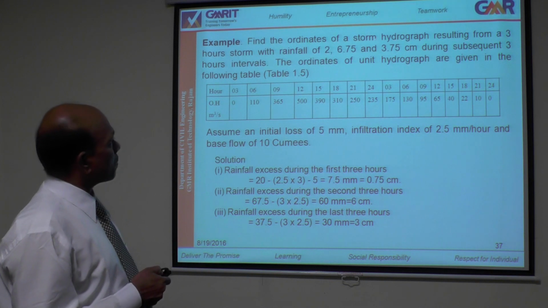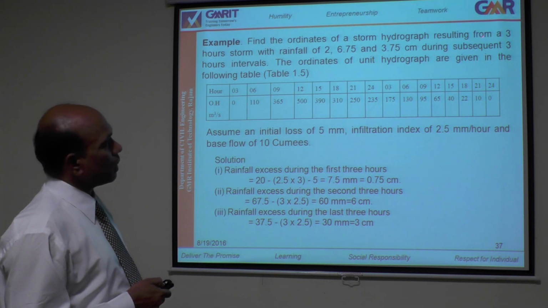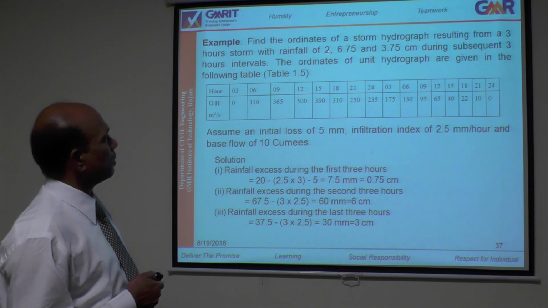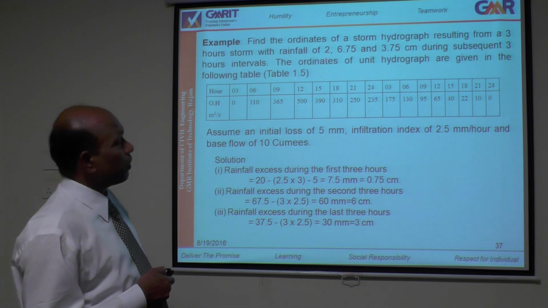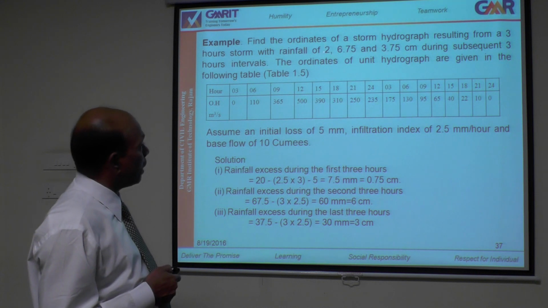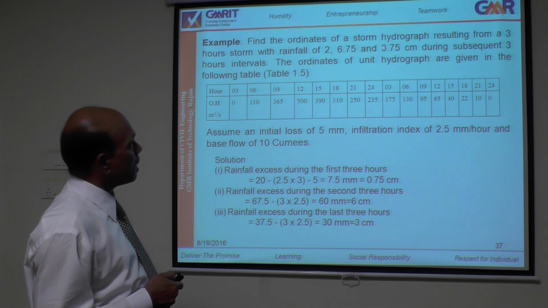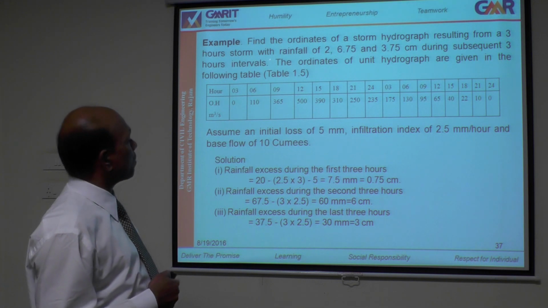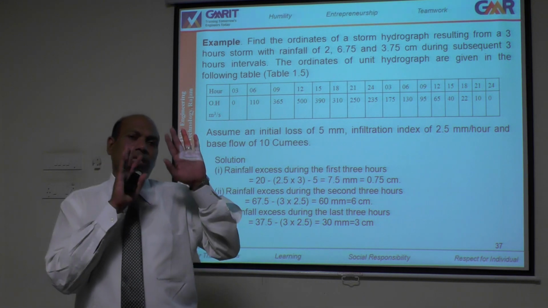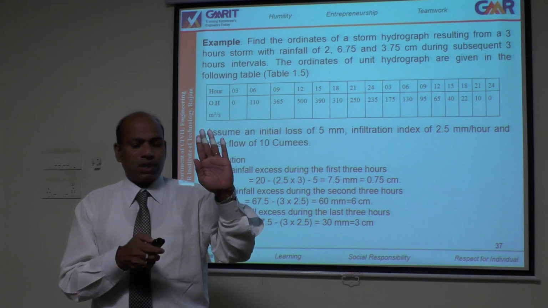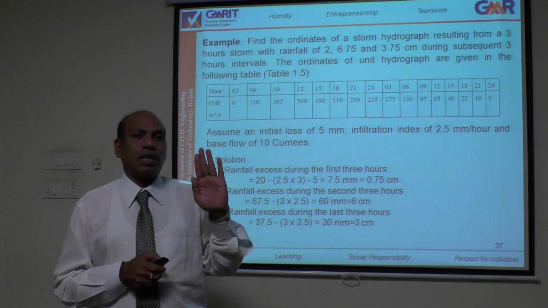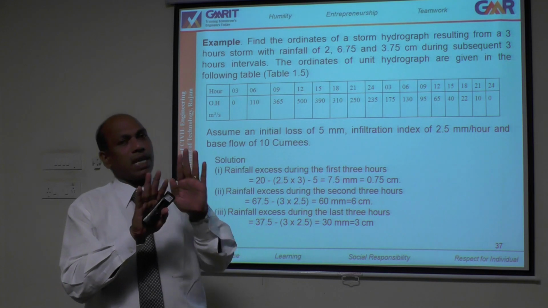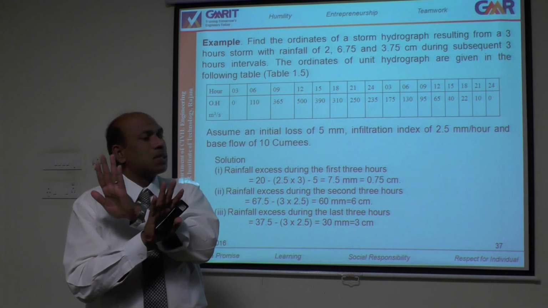Find the ordinates of the storm hydrograph resulting from a 3 hours storm with a rainfall of 2 centimeters, 6.75 centimeters and 3.75 centimeters during the subsequent 3 hours intervals. That means first 3 hours rainfall depth is 2 centimeters, next 3 hours rainfall depth is 6.75 centimeters, next 3 hours rainfall depth is 3.75 centimeters.